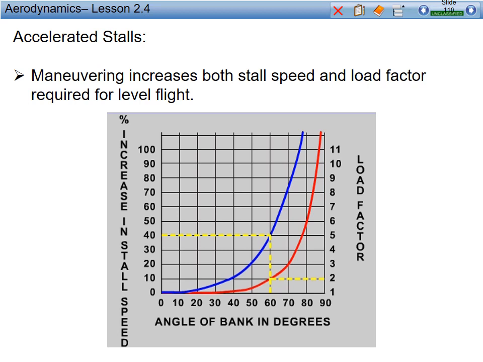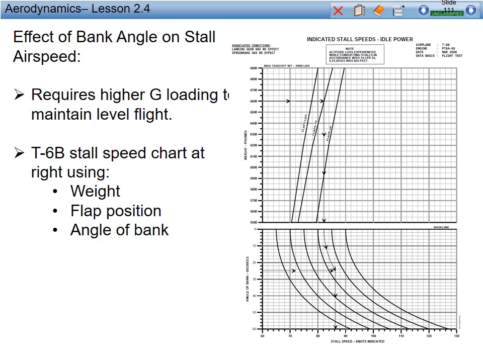Maneuvering increases both stall speed and load factor required for level flight. The graph below shows the amount of increase in load factor required to maintain level flight, and with that increased load factor, the subsequent increased percentage in stall speed. Higher angle of bank requires higher G loading to maintain level flight. In the T6, the stall speed chart at the right uses weight, flap configuration, and angle of bank to determine what the new stall speed will be.